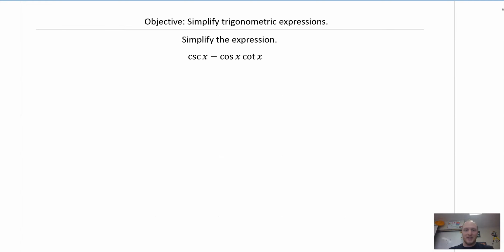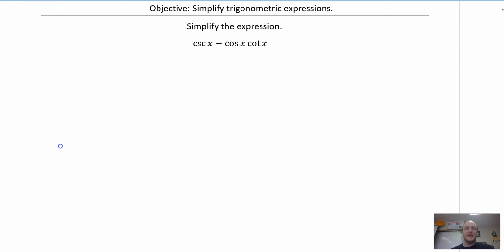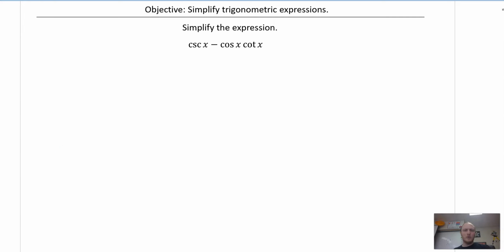Page 9, the next one. We want to go ahead and simplify this. And whoa, this one's looking really weird. What we have going on is a whole bunch of co's. Again, like I said, there's nothing squared that I can substitute. I don't have anything I can factor. So let's go ahead and put everything in terms of sine and cosine.